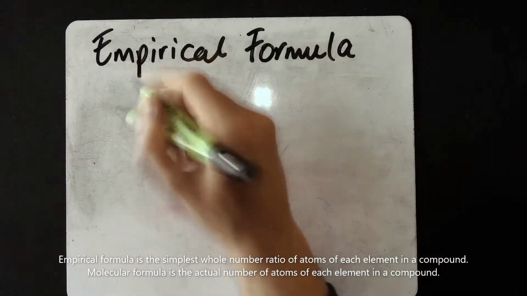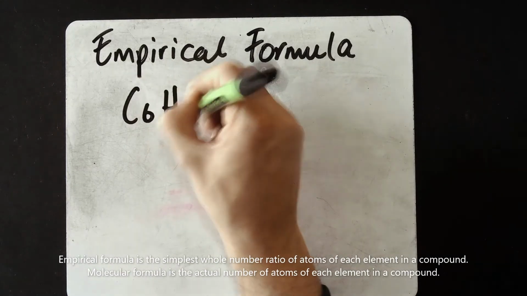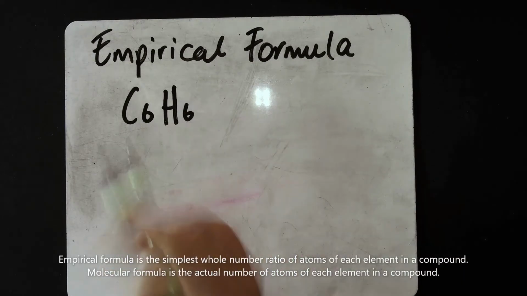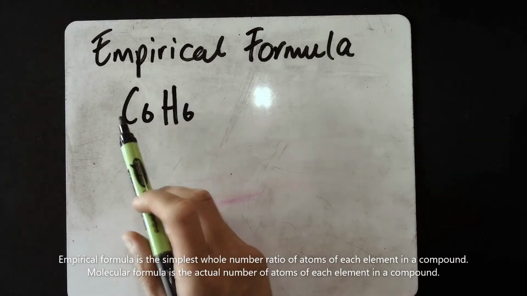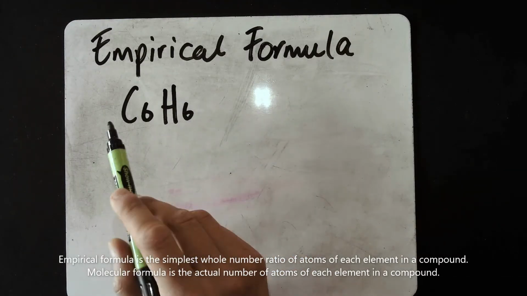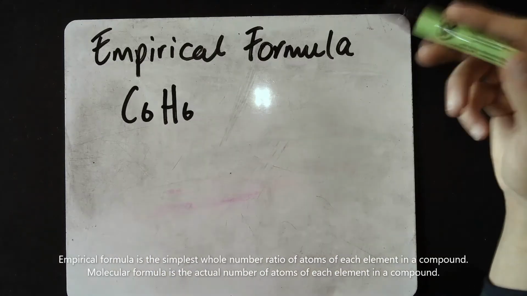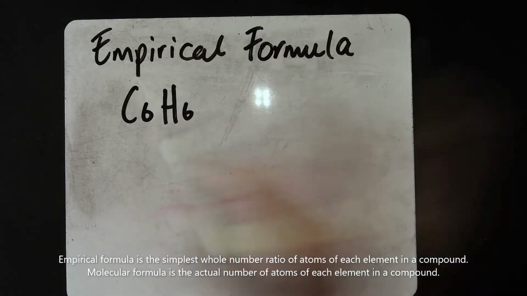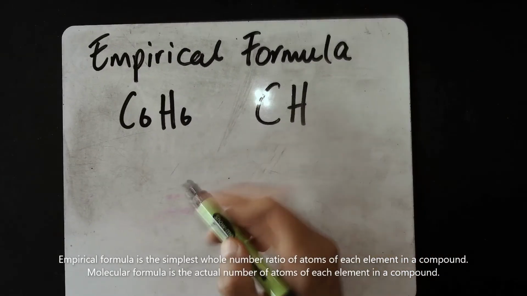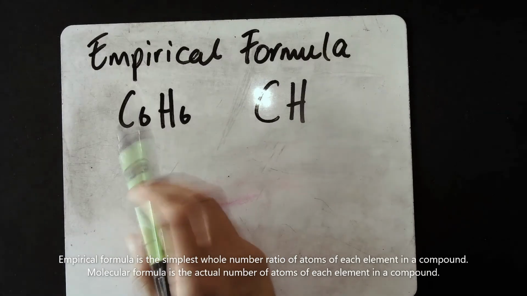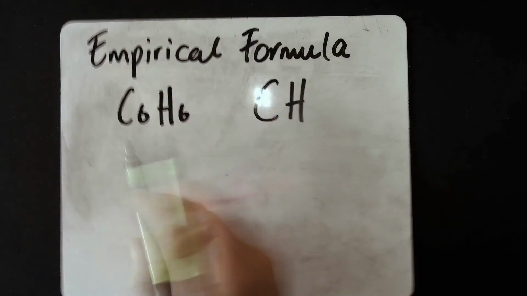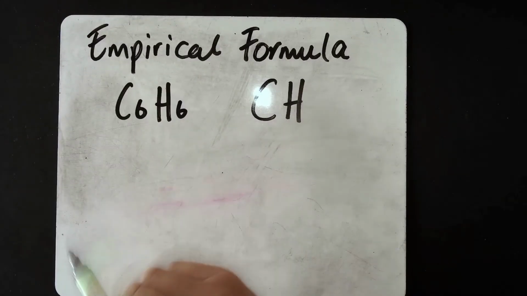Benzene has a molecular formula C6H6. In other words, the exact number of atoms in this compound is 6 atoms of carbon and 6 atoms of hydrogen. That is molecular formula. What makes empirical formula different is that it's the simplest ratio. So this can be simplified into CH because there's 1 carbon atom for every 1 hydrogen atom, because they can both be divided by 6.